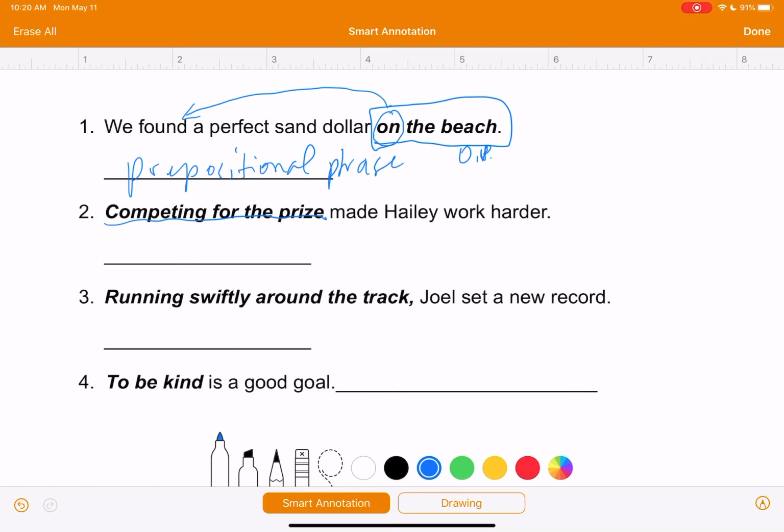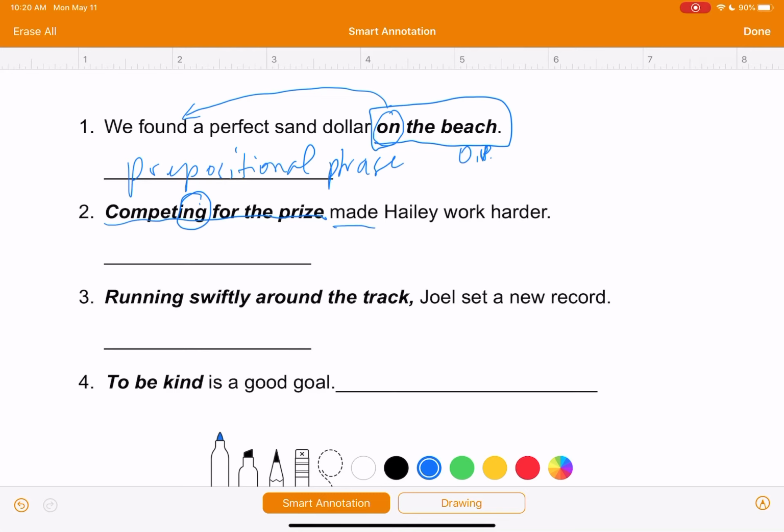Check out the next one. Competing for the prize. Here we're starting with an ing word. Okay, so already you know it's one of 2. It could be a gerund phrase or it could be a participial phrase. So we have to see what's being modified or what's being done in the sentence. So let's take a look at the rest.